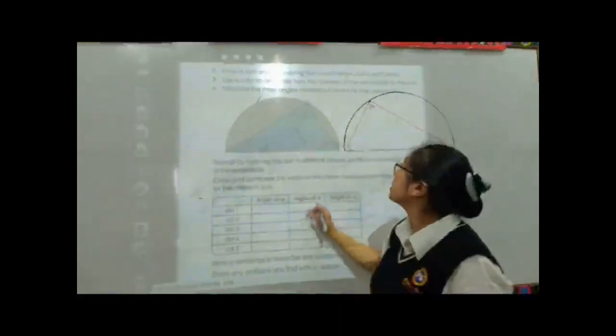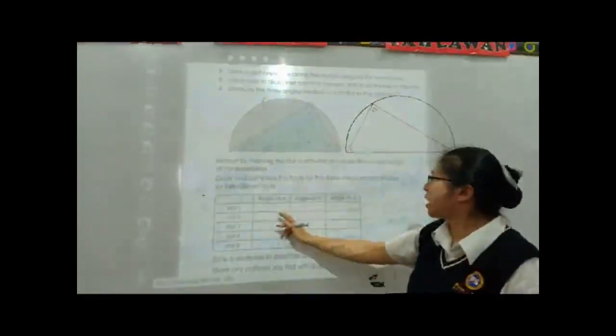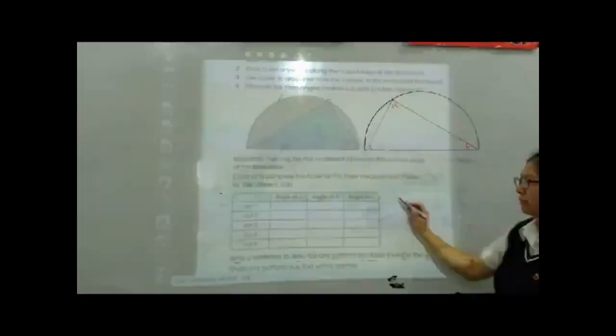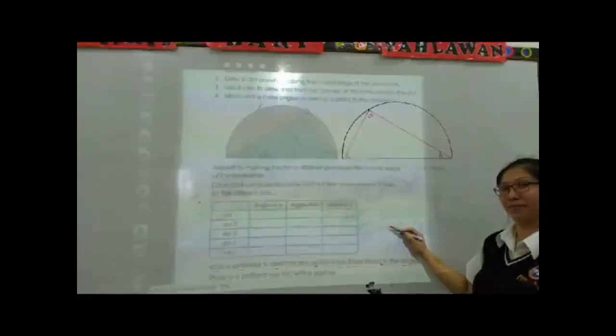After you've finished with the first dot, you can try another one. You can erase this, try another position, and draw again. Then you record the angle, and check. After that, you write a sentence to describe any patterns that you found by doing this experiment. Understand?